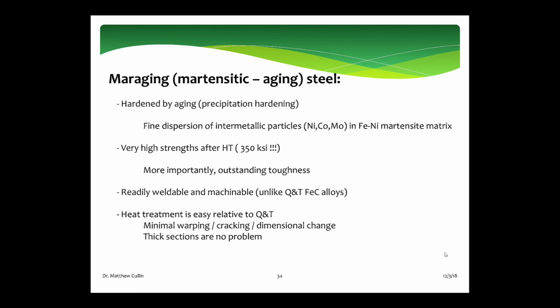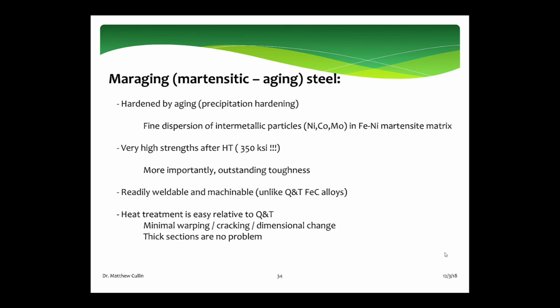As we harden this material, we're going to form this fine dispersion of metallic particles. So basically we're going to have nickel and cobalt and molybdenum containing particles that drop out and make our material even stronger. They're going to reinforce our material by precipitation hardening. We can weld it, we can machine it, unlike our quenched and tempered alloys, right? And you're always going to do your welding and machining before you heat treat it. You're going to get it in the softest state you can, the fully annealed state, do all your work to it, then you're going to heat treat it.